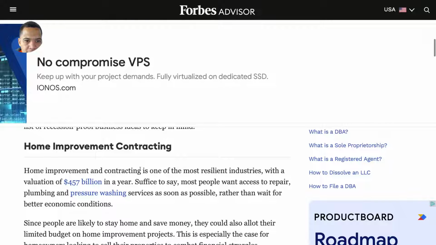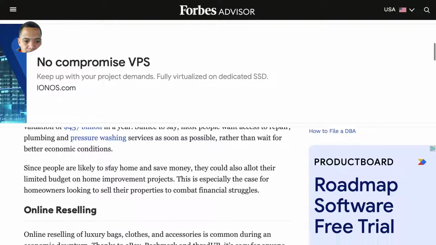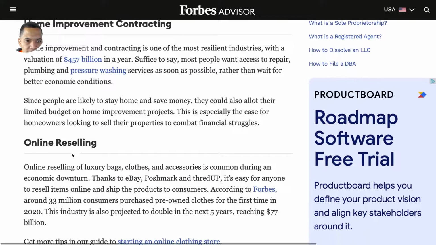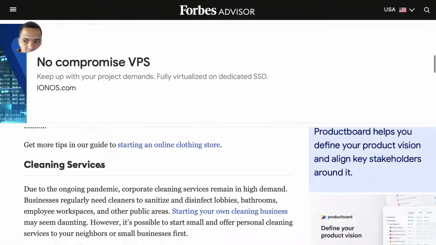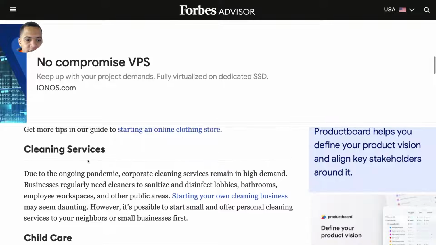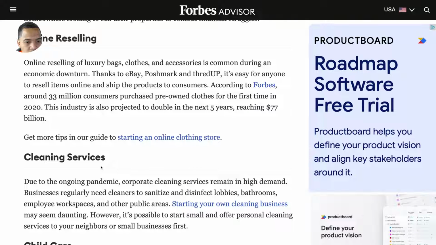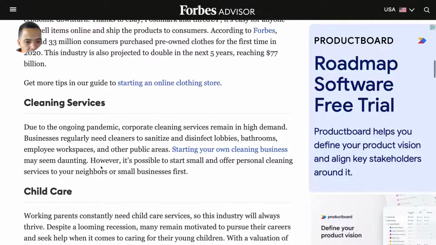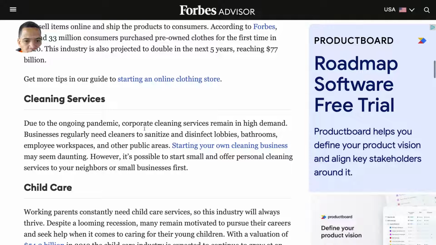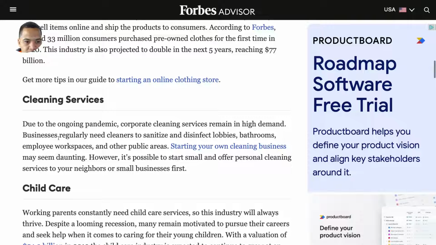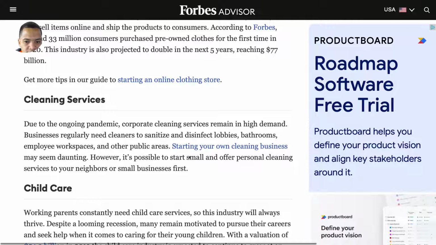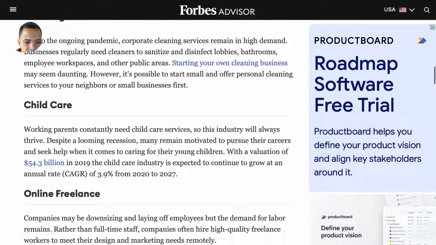So home improvement contracting, right, is essential. It's a key business there. Online reselling makes sense, right? Cleaning services. I don't know, but okay, I'll take it. Due to the ongoing pandemic, corporate cleaning services remain in high demand. Businesses regularly need cleaners to sanitize and disinfect lobbies, bathrooms. So I know, okay. Childcare still booming.